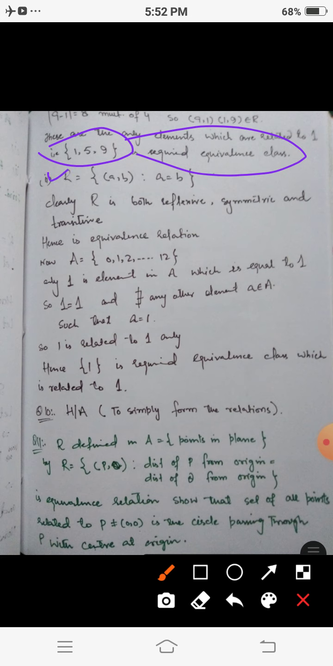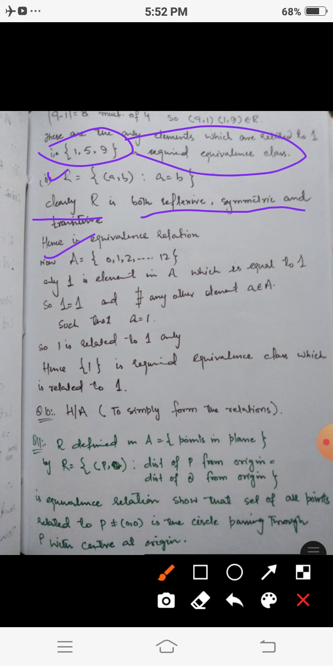Now the second relation defined on this set is R equals to the ordered pair (a, b) such that a equals b. Now you can easily verify that this relation is reflexive, symmetric and transitive. Here we will find only the equivalence class to which 1 belongs. Here the given set is 0, 1, 2 up to 12.